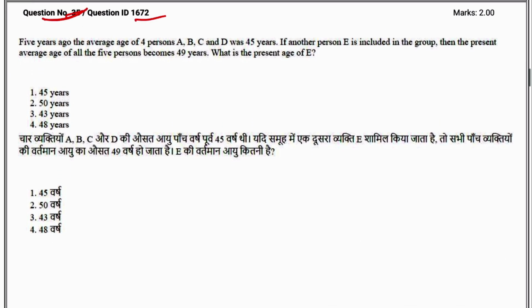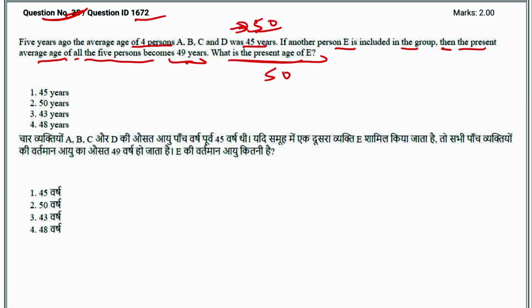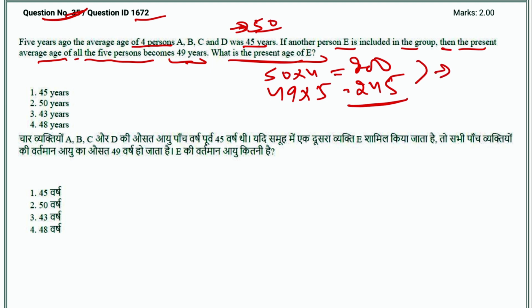Next is 72. 5 years ago, the average age of 4 persons ABCD was 45 years. If another person E is included in the group, then the present average age of all 5 persons becomes 49 years. What is the present age of E? So the total age is 50 into 4, which is equal to 200. Okay, so 1 is added. The average age is 49, so 49 into 5 is equal to 245. The age of E is the difference, 45. 1 is the answer.